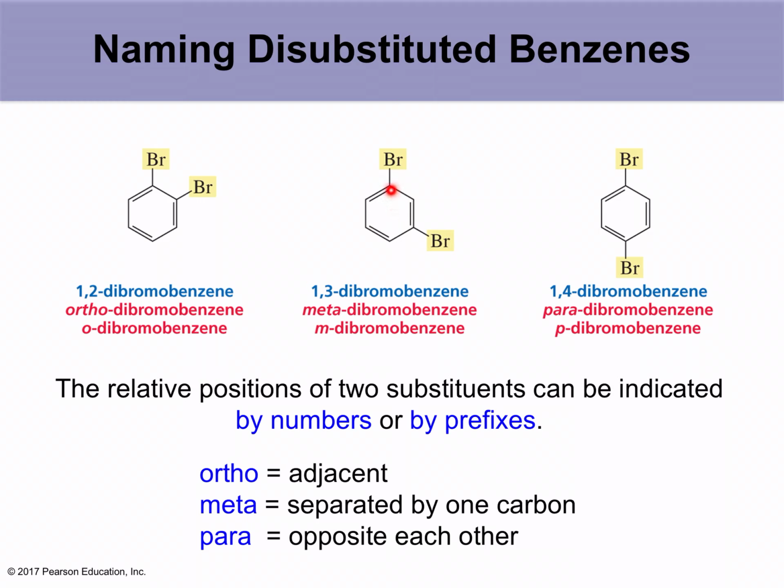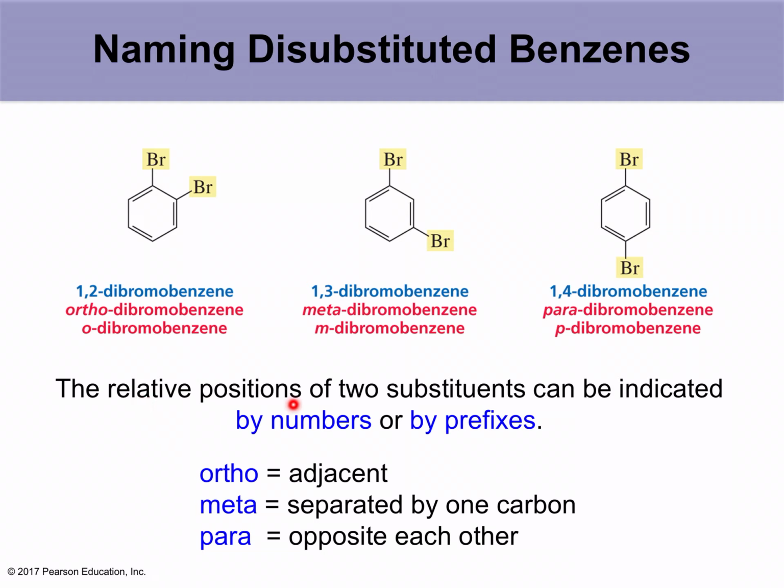So this one you can say either 1,3-dibromobenzene or you can say meta-dibromobenzene. Meta to this bromine, there's another bromine. So meta-dibromobenzene or m-dibromobenzene. So this is in the para position. 1,4-dibromobenzene or para-dibromobenzene.